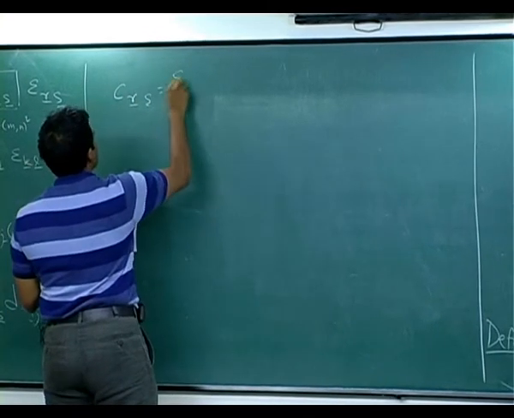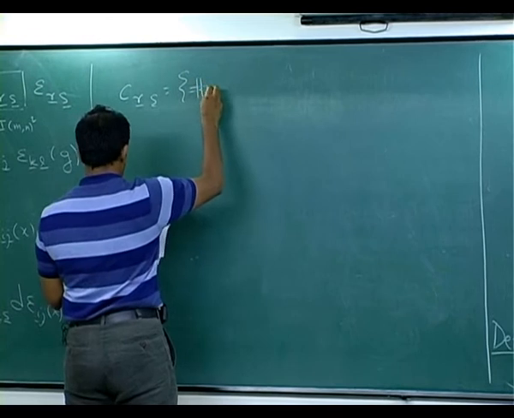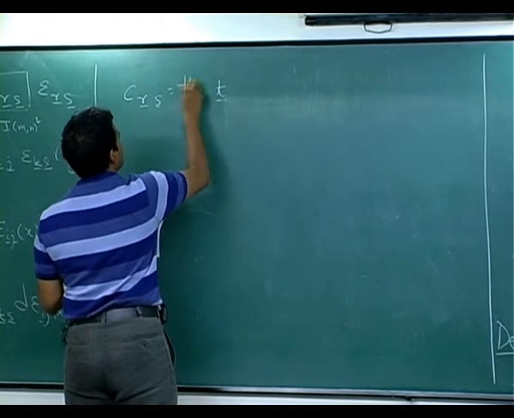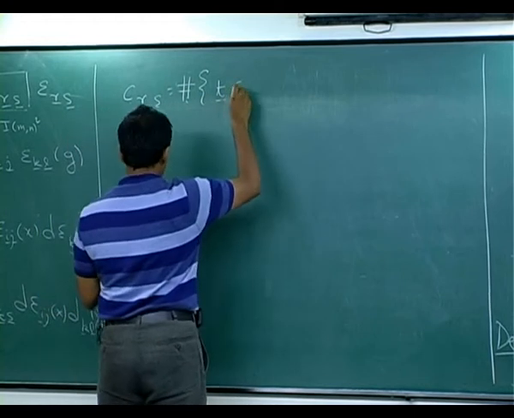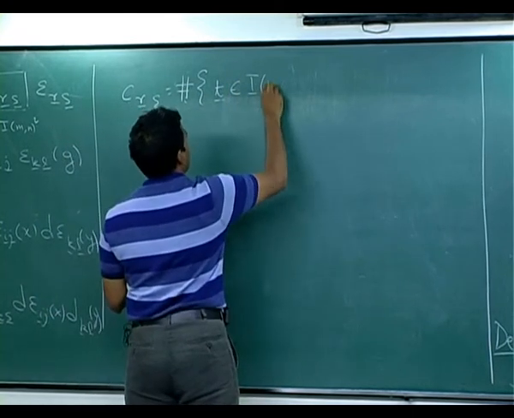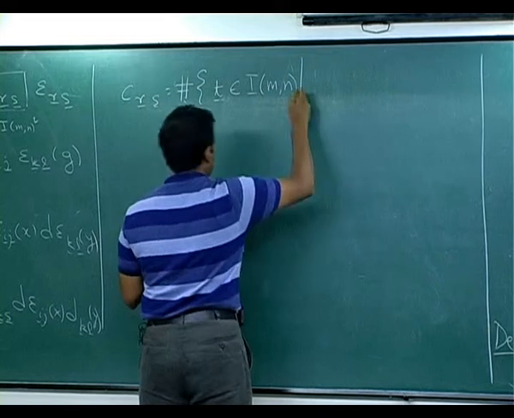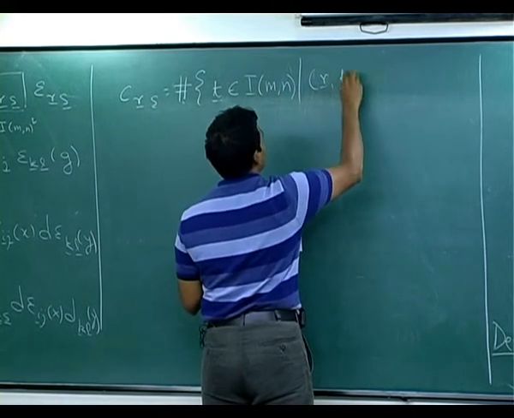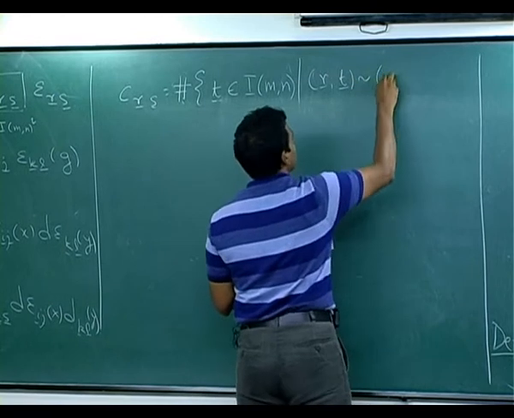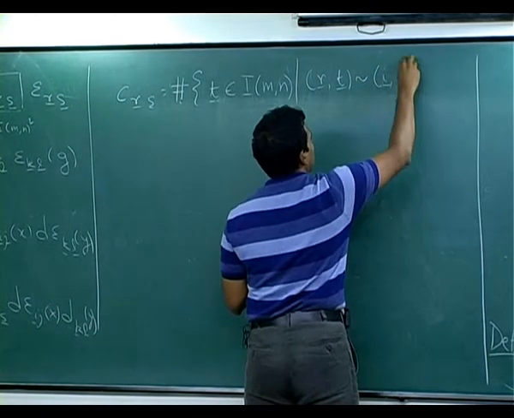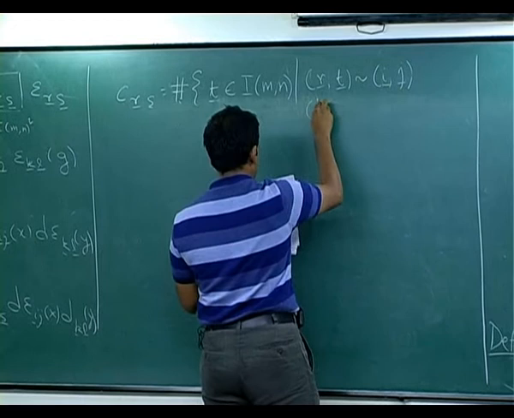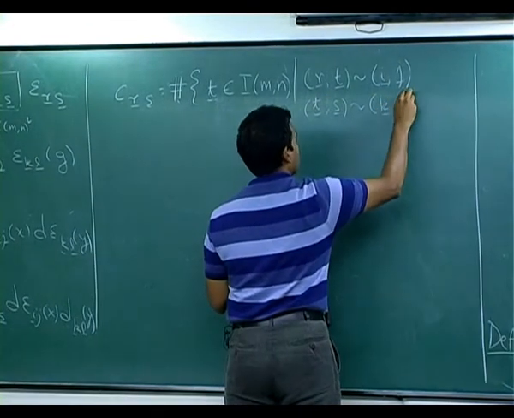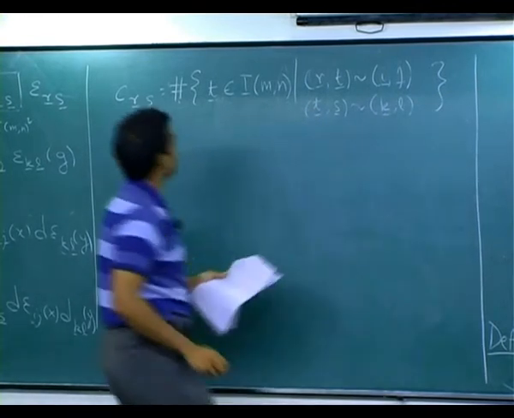C_RS is equal to the number of t, oh sorry, I want the number of t in I(m,n) such that RT is equivalent to IJ and TS is equivalent to KL. Just this number.